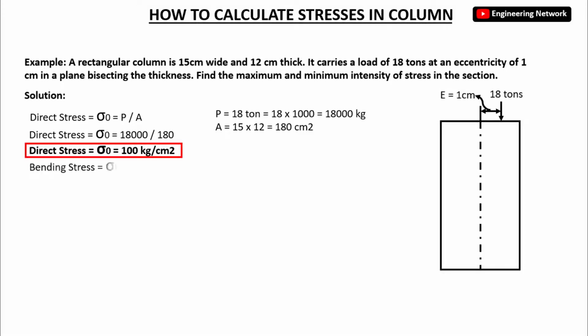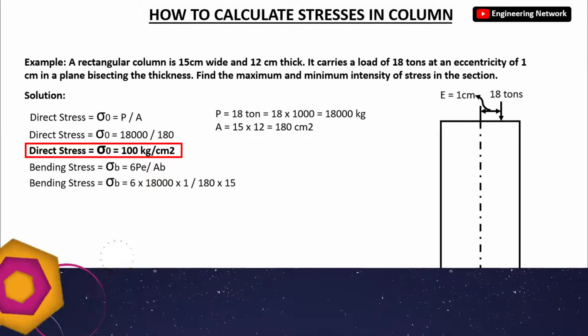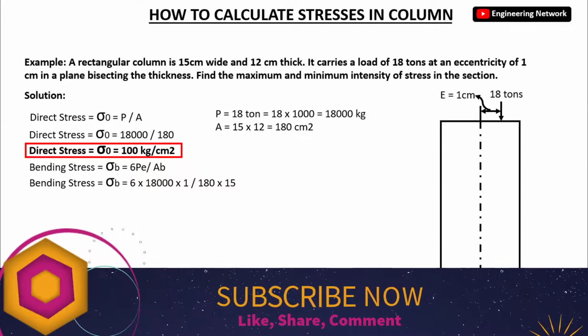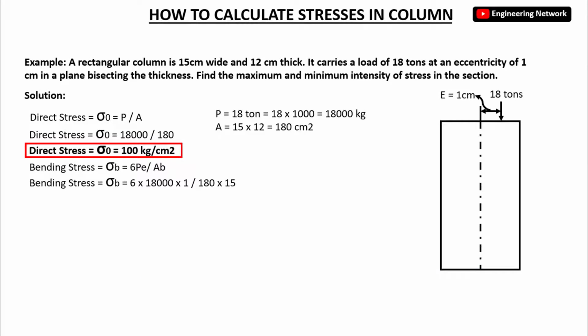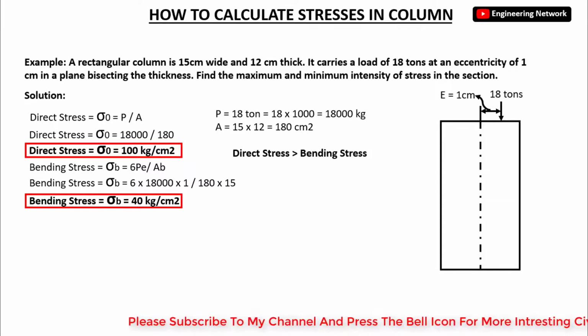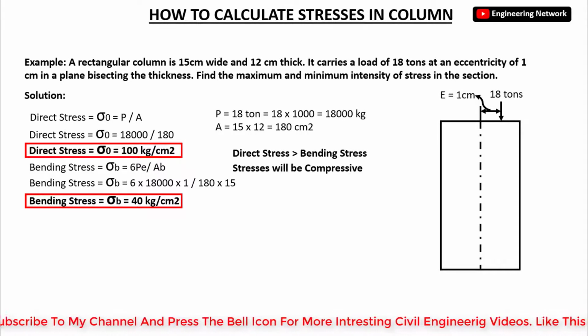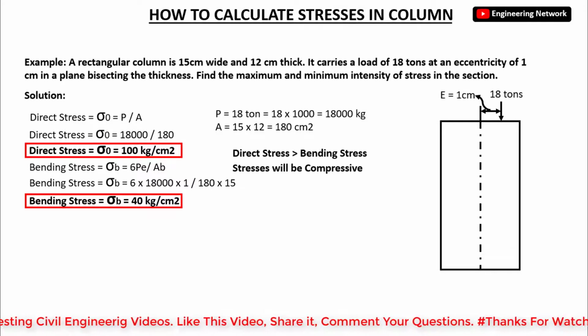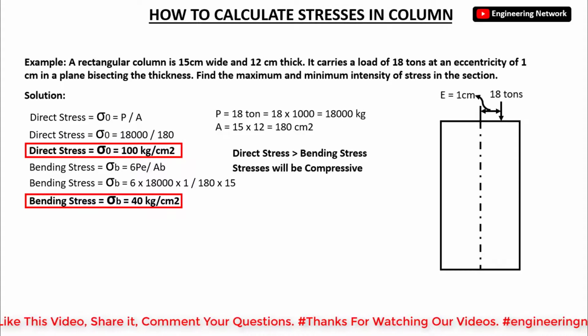Next is the bending stress. So the bending stress is equal to 6PE divided by AB. The bending stress is equal to 6 into 18,000 into 1, which is the eccentricity, divided by 180 into 15. And after solving it, the bending stress will become 40 kg per centimeter square. Now if you look here, the direct stress is greater than the bending stress, which means that the stresses produced in the section will be compressive. Now let's find out the maximum and minimum stresses in the column.